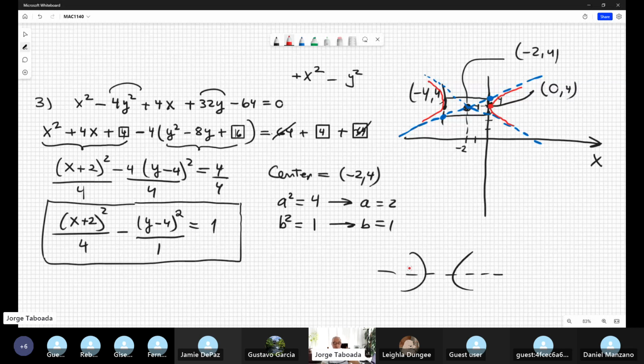And then what about the focus? Well, the focus is easy. The formula is different, guys. The formula is c squared is equal to a squared plus b squared. You say 5, because 4 plus 1 is 5. And c is radical 5.